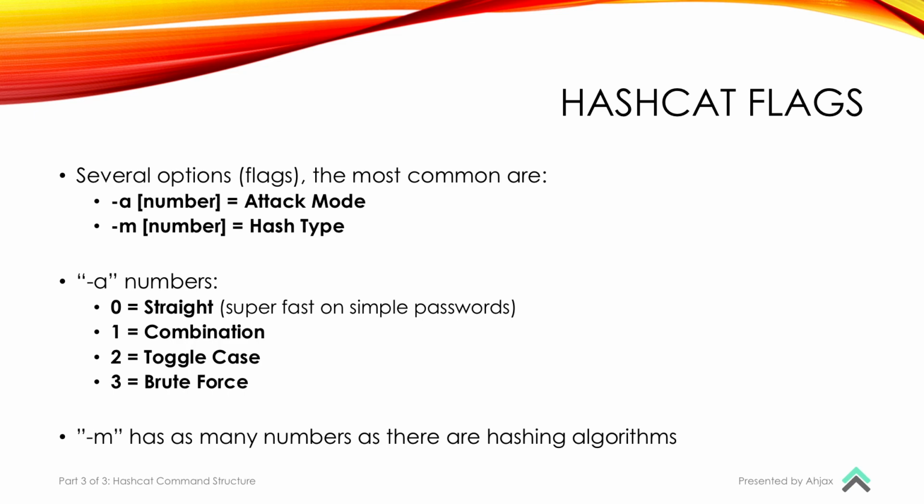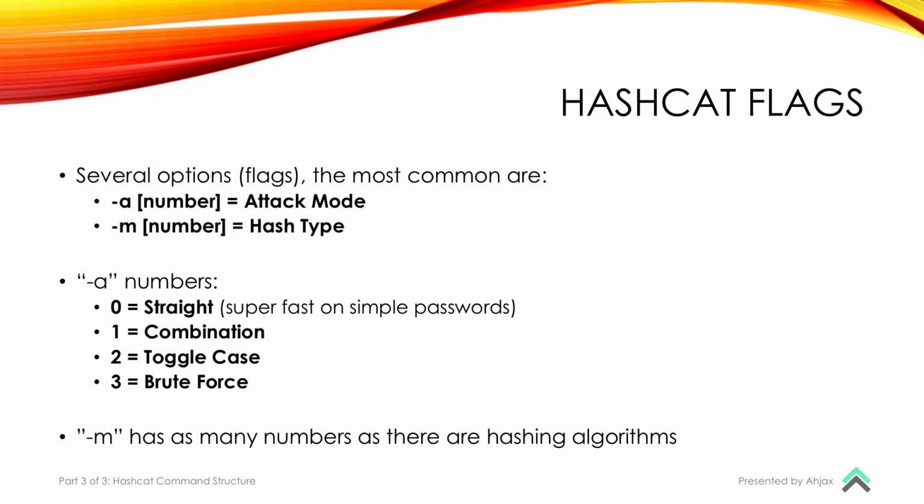Like most command line commands, Hashcat has several flags or options. The two most commonly used are -a and -m. -a stands for attack mode and is followed by one of 4 numbers, ranging from 0 to 3. Now, note that these are different attack types, and the straight attack mode is actually super fast on simple passwords.